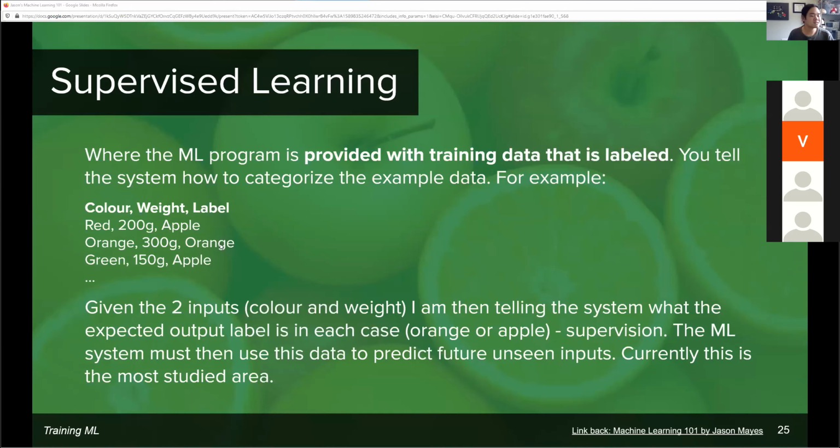Now, contrast this with unsupervised learning. Unsupervised learning is essentially saying, the system will figure itself out, right? We're not going to provide any training data for the system. Let's just train you on the job, essentially, is what you're saying.